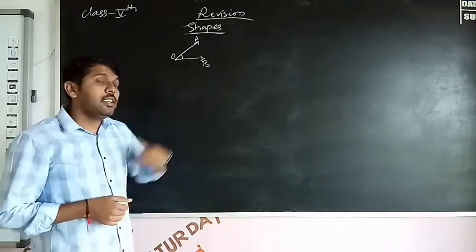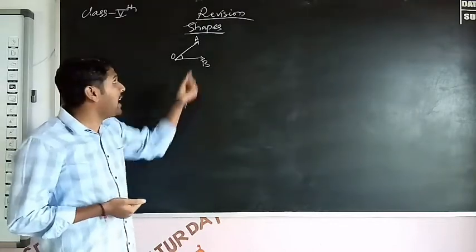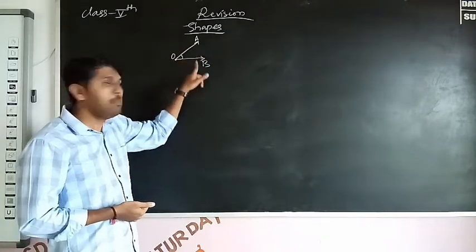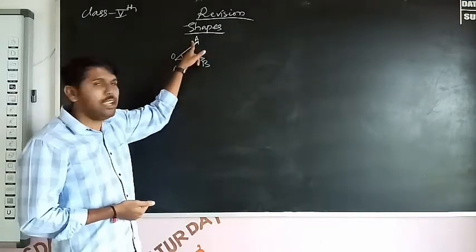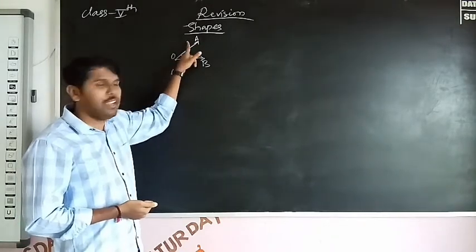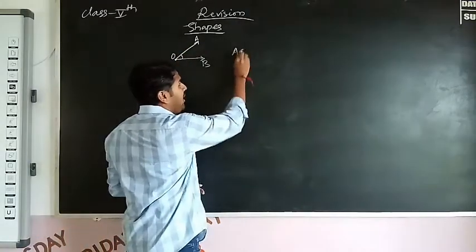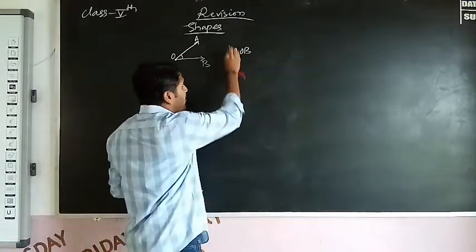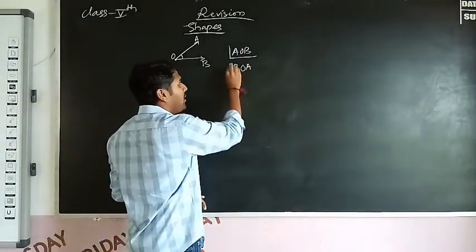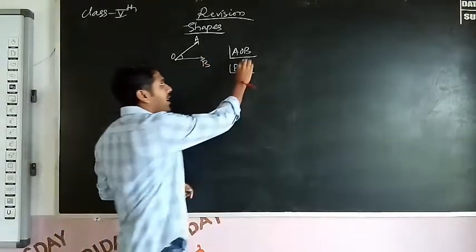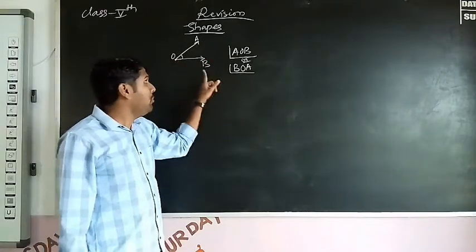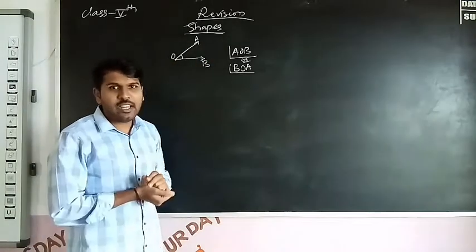Okay. So next, naming of an angle. How to name this angle? AOB or BOA. How to write this one? AOB, using this symbol, or BOA. Both are the same. We can write any one. So this is the naming of an angle.